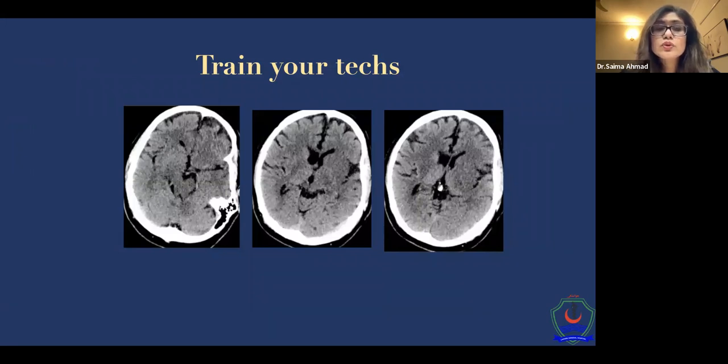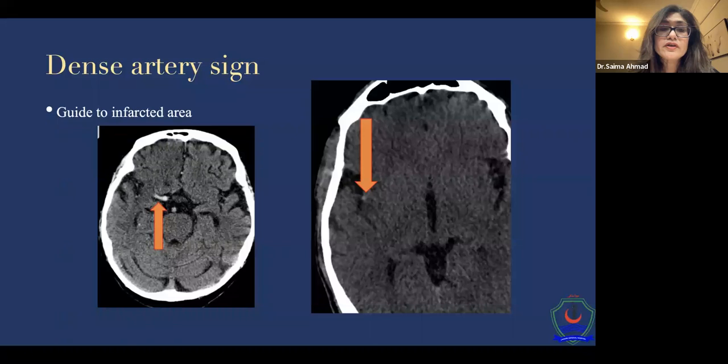Now, not only your own training or your fellows' training is necessary, but your technician training is also necessary. If you see images which are asymmetrical, it is very difficult to pick up the acute stroke changes. So technician training is very, very important. Make sure that they do not send you such images.